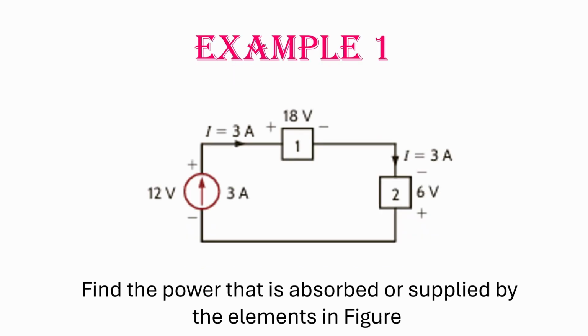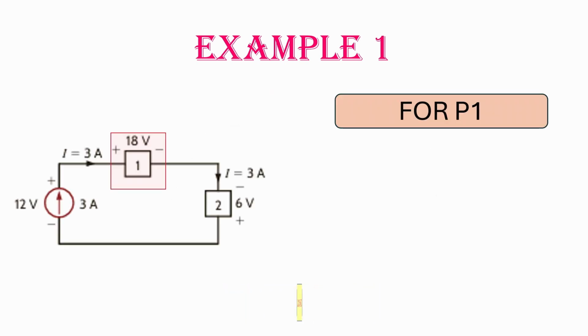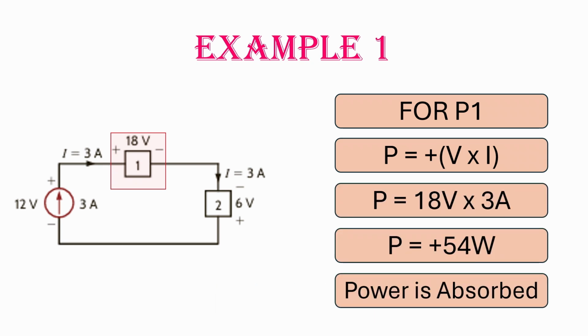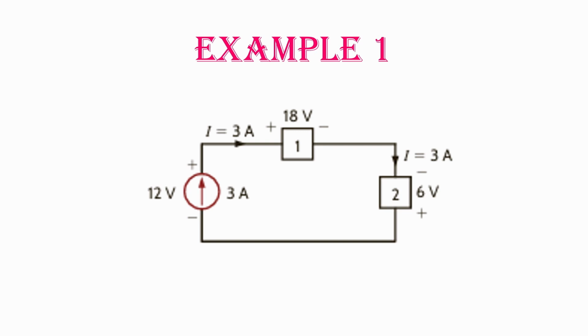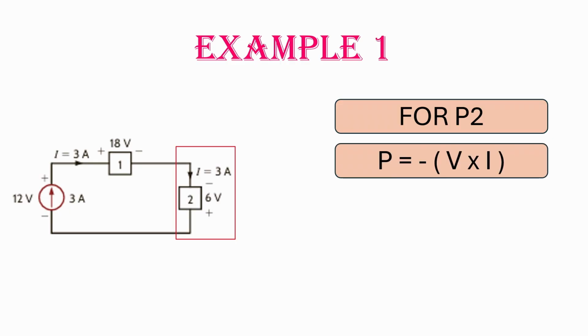So P1 is equal to voltage multiplied by current, and the power is equal to positive 54 watts because the current is entering the positive terminal, meaning it is absorbing power. For the second element, the current is entering the negative terminal. So the power is equal to negative 18 watts because the current is entering the negative terminal, meaning it is delivering power.